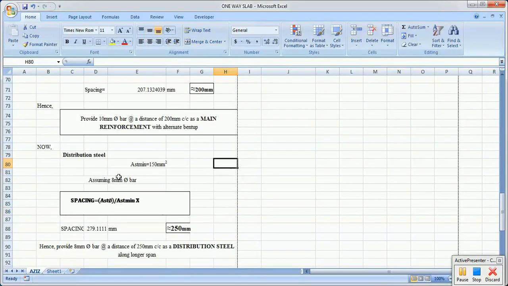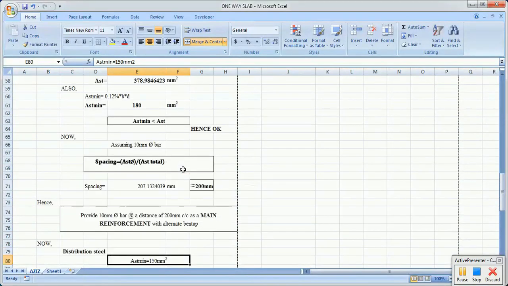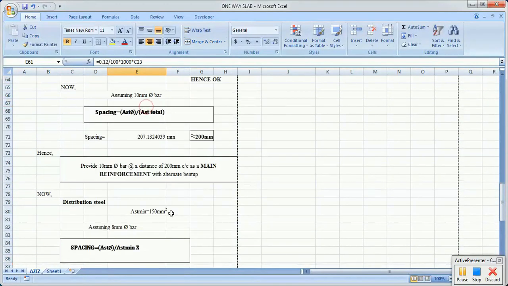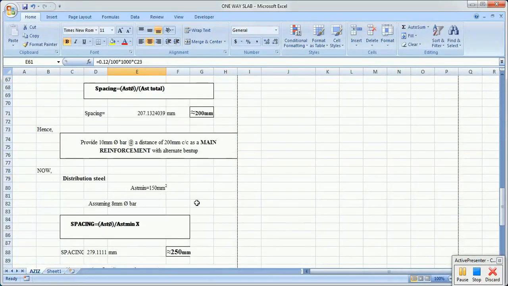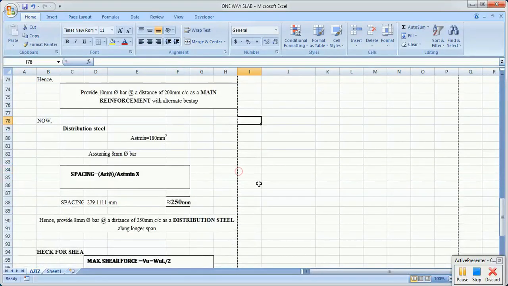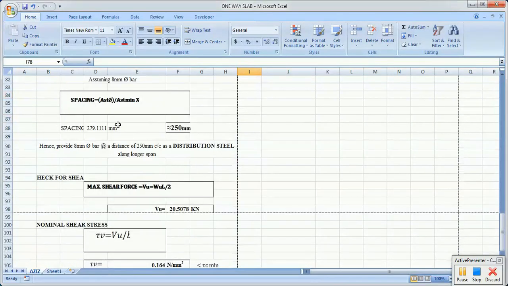Then distribution steel. For distribution steel, again we have to use AST minimum, 150 mm square. Sorry, 180. We have to use 180. Here it is calculated as 180, so please make a change here. Then assuming 8 mm diameter bar, again spacing is area of one bar divided by total AST into 1000. So we got the spacing as 279, and we are going to provide 250 mm center to center.